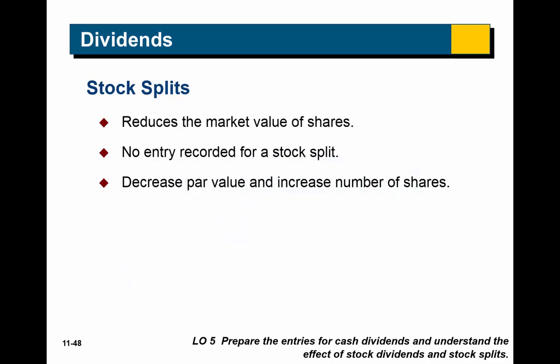A stock split does something a little different. Sometimes the company wants to reduce the market value of the shares. This is often because people don't want to invest in a company if the stock price gets too high. So what they'll do is they'll do a stock split. And a stock split, in essence, if you do a 2-for-1 stock split, that means that for every share of stock someone owns, they'll now get 2 shares. So they'll have 2 shares instead of 1.